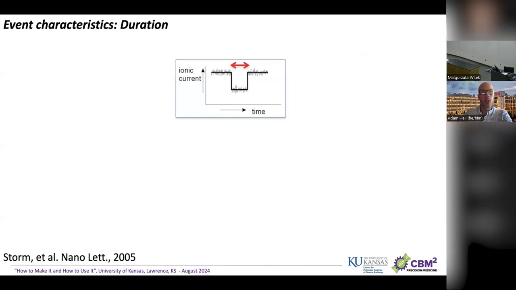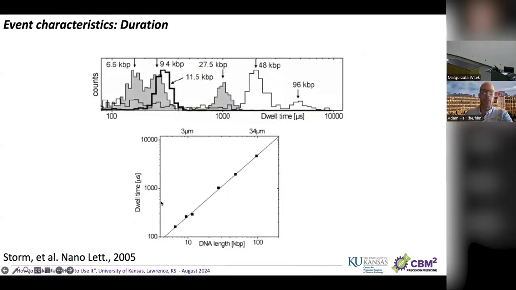Finally, you can also look at the duration of these events. Basically, how long does it take before the signal comes back to the baseline level? Just very briefly, this is some older data, but I think it's quite beautiful. It looks at different size double-stranded DNA molecules going from 6 kilobases up to 96 kilobases. You see that it scales very nicely in this plot down here, such that you can assign a size to every individual spike that you see coming out of this device.